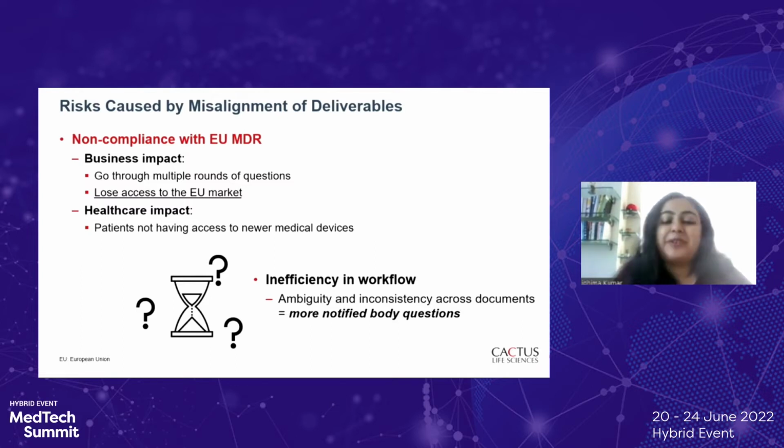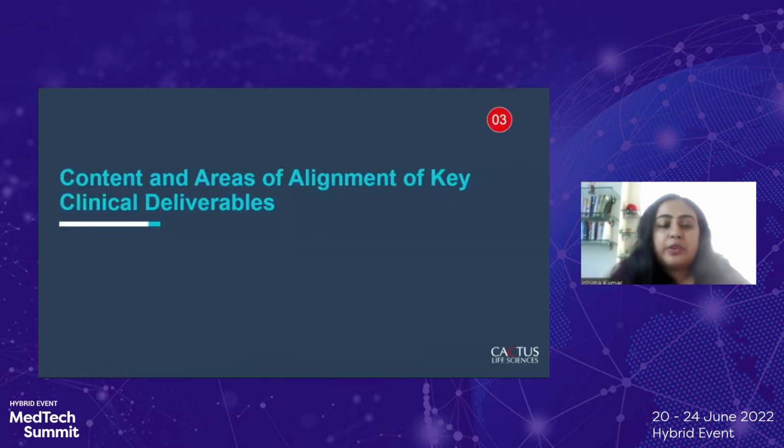Okay, so I hope I've not scared you too much with these risks, because there is a simple solution here: maintaining alignment right from the get-go. So what we're going to do now is look into some of the content and look at the areas across which we could maintain alignment across the key deliverables. The three deliverables that we spoke about at the beginning are the CER, the SSCP, and the PSUR. I'll talk about the areas that overlap and how we can maintain alignment across those.